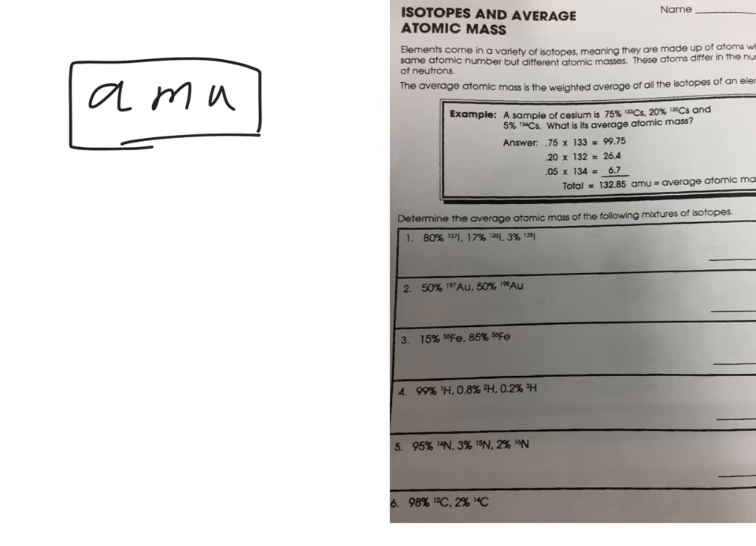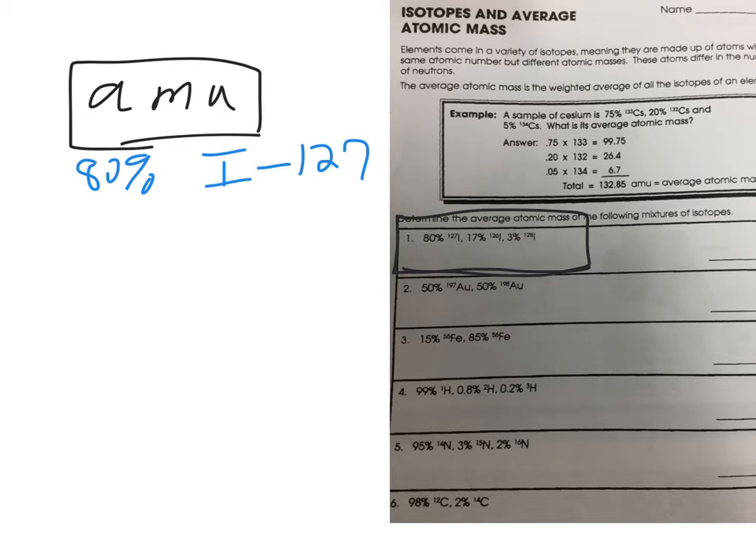Giving you right here on number 1. They're giving me 80% of iodine, and that's 127, right? Now, sometimes you have a dash. That does not mean it's a negative. It's giving you still the mass, okay? All right, what does the next one say?